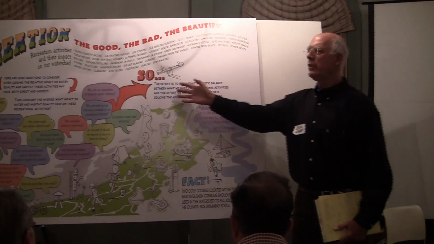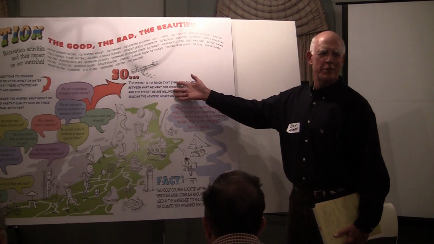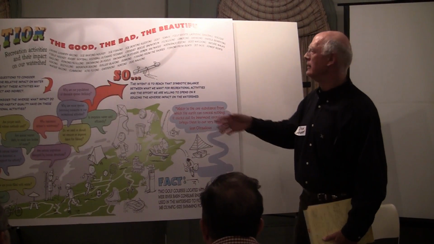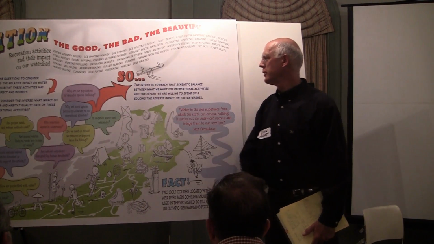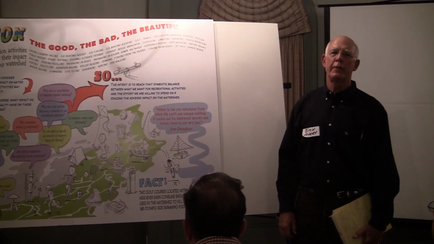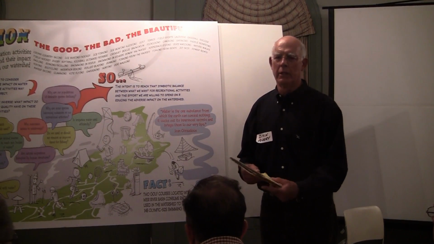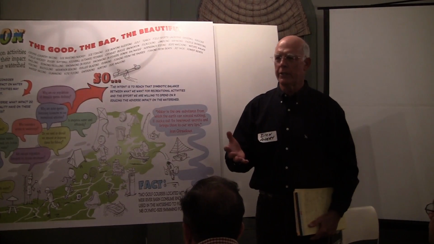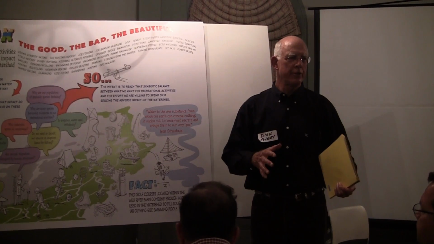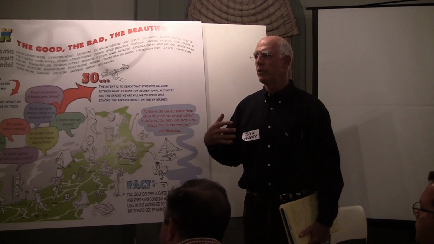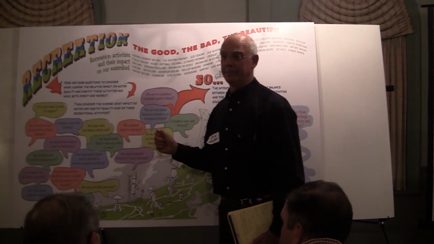Because what we're trying to do is reach a symbiotic, everyone heard that word, symbiotic, sort of mutual balance between what we want for recreational activities and the effort we're willing to spend on reducing the adverse impact of these activities on the watershed. So what we want to do tonight is just open our minds up to thinking a little more deeply, a little more focused about what the things are that we do and the impact of those.